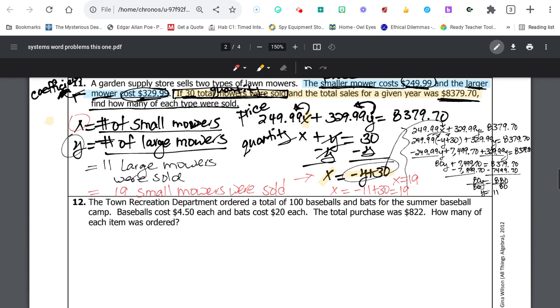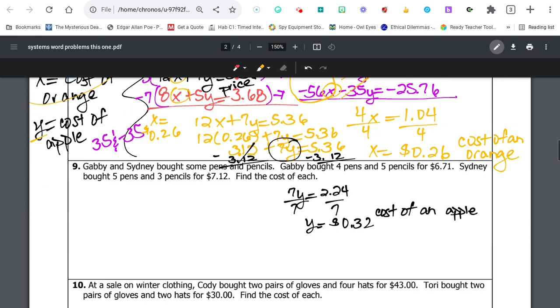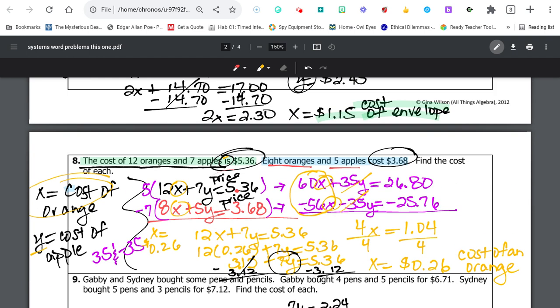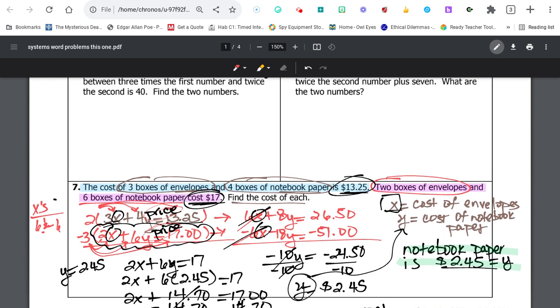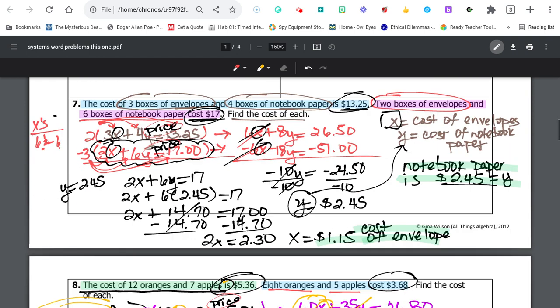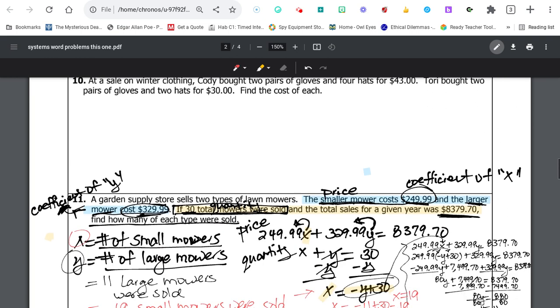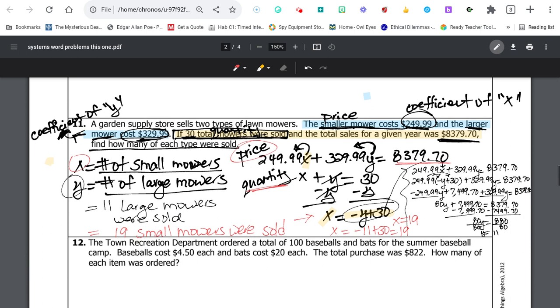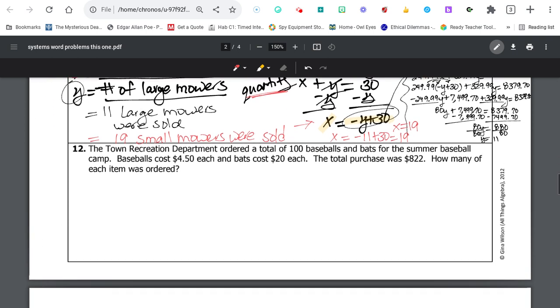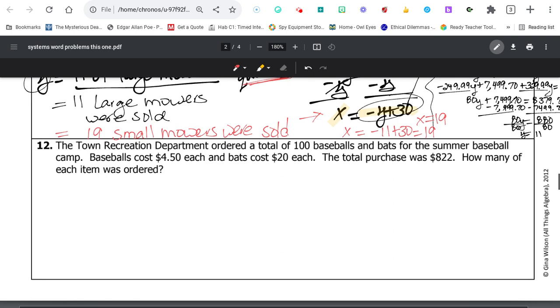Okay, let's do another one with price and quantity instead of two price equations. Like this top equation involved price and that involved price, because they were both equal to some price. But when you got to number 11, one equation involved price and the other equation involved quantity, the total number of. I think this one is like that too.